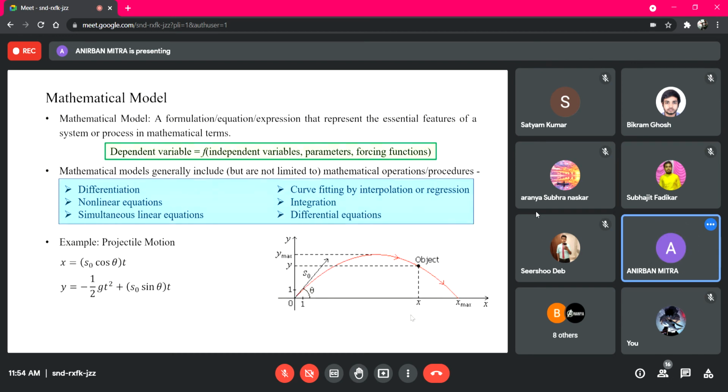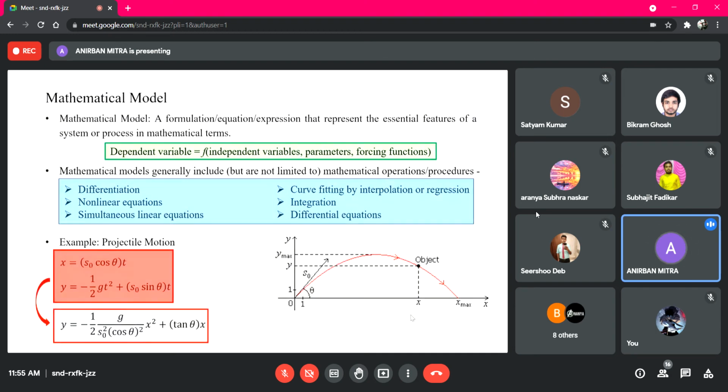Similarly, the vertical distance y is given by minus half g t square plus s0 sine theta into t. Both of these can be combined also in this equation. Nothing complicated. We have just replaced t and made it implicit. Now this equation is a nonlinear equation.